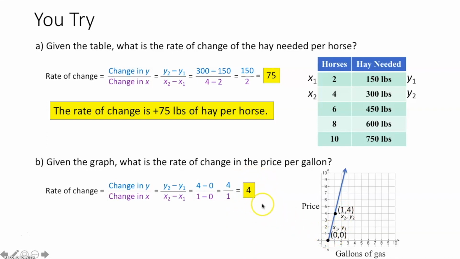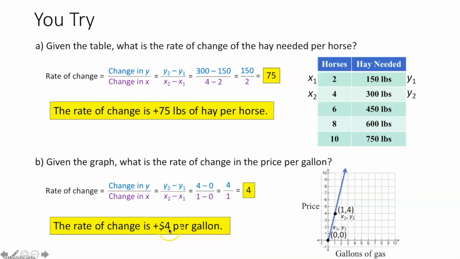Don't leave this as your answer. What is it asking? It's asking what is the rate of change in price per gallon. So it looks like as the number of gallons increases by 1, the price increases by 4. So the rate of change is $4, an increase of $4 per gallon.